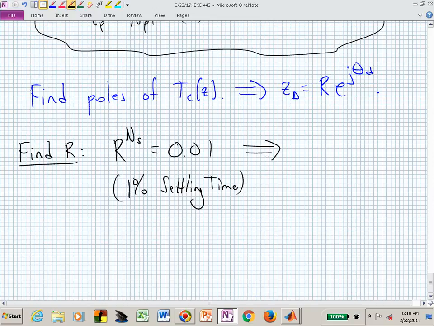We're trying to find r. We were given n sub s. We can do a translation or a reformulation of this expression by taking the log of both sides. And that log, let's say, is base 10, so that the 0.01 becomes minus 2. Now we have n sub s times the log base 10 of r is equal to log of 0.01, which is minus 2.